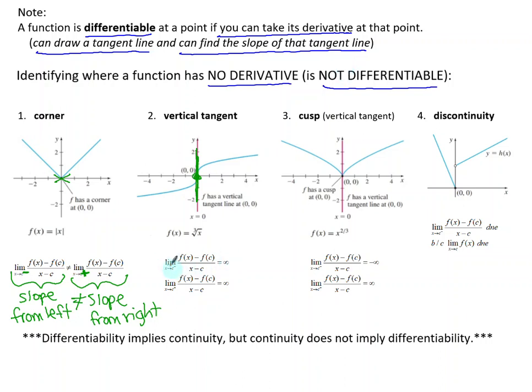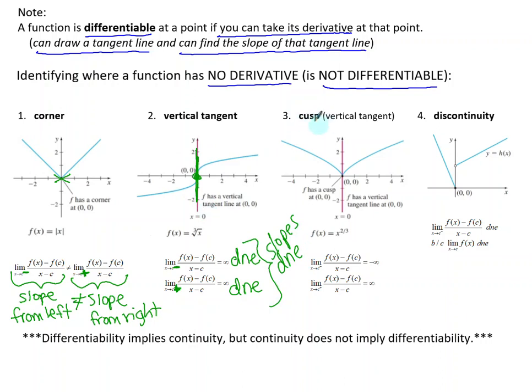What this is showing us right here is that the slope from the left equals infinity. These slopes are getting more positive, infinitely positive, but infinity is not a value. Technically, that's a limit that does not exist. And this is saying the slope from the right, also infinity, and does not exist. So this is showing us that these slopes from the left and right do not exist. We cannot find the slope of a vertical tangent line.